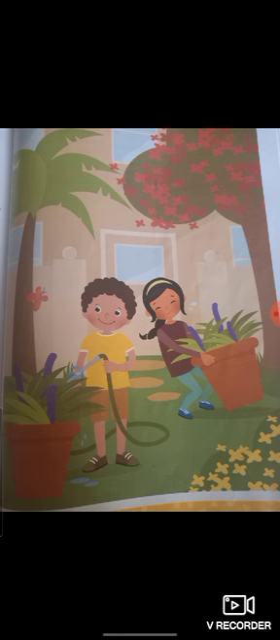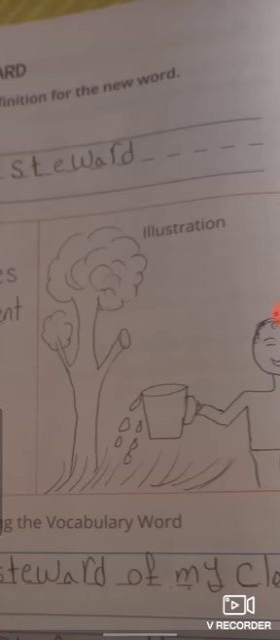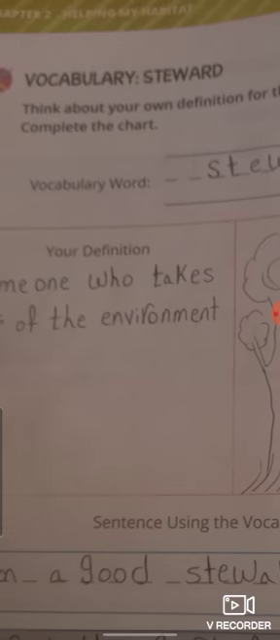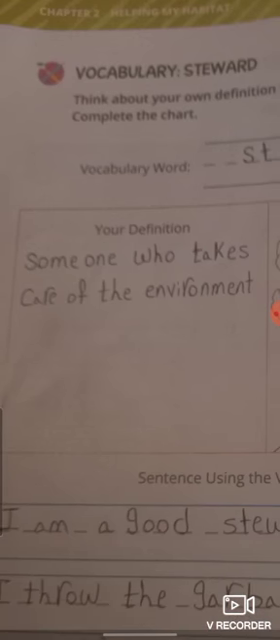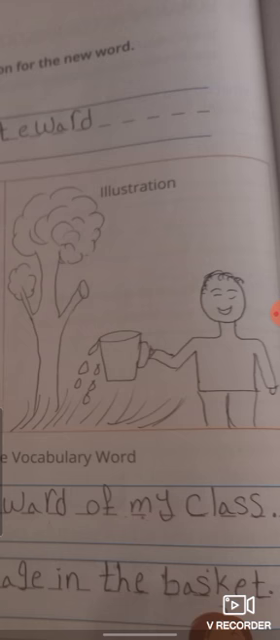What is a steward? A steward is someone who takes care of the environment. Now, open page 130 to write the definition of this new vocabulary word. So, we will write the vocabulary word steward. And in the box of your definition, we will write someone who takes care of the environment. And in the illustration box, we will draw something to indicate the definition of it.